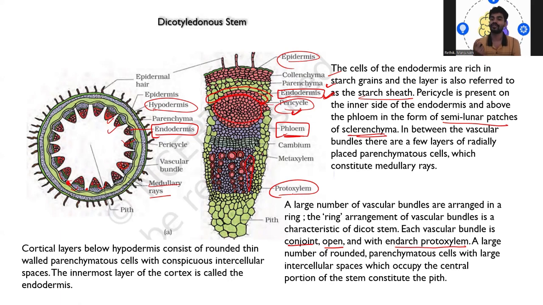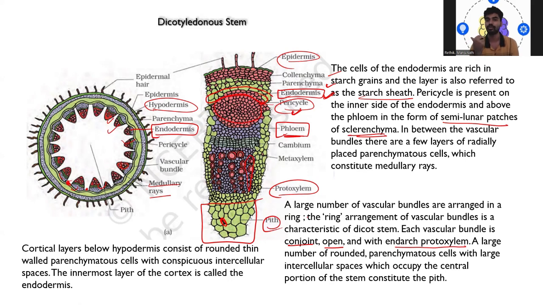A large number of rounded parenchyma cells with large intercellular spaces occupy the central portion of the stem. It constitutes the pith region. That means in this region you can see the parenchyma cells are very large, and they also have large intercellular spaces between them. That region is called the pith region. So now we are clear.